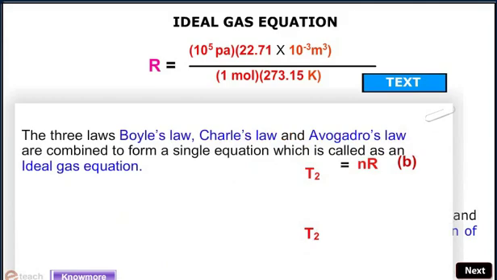The three laws, Boyle's law, Charles' law, and Avogadro's law, are combined to form a single equation which is called the ideal gas equation.